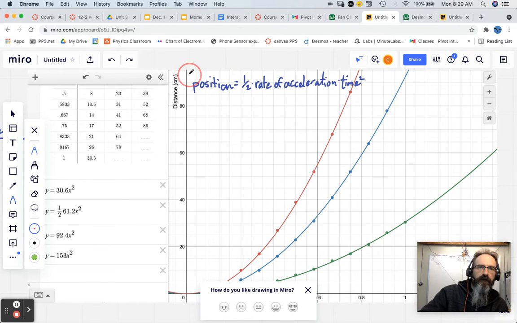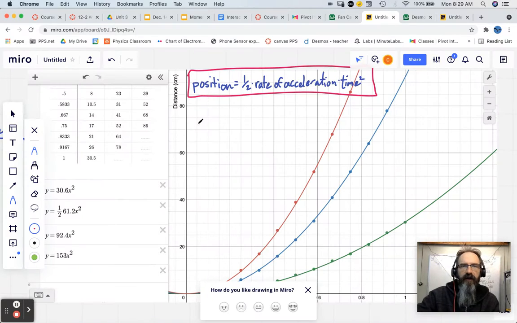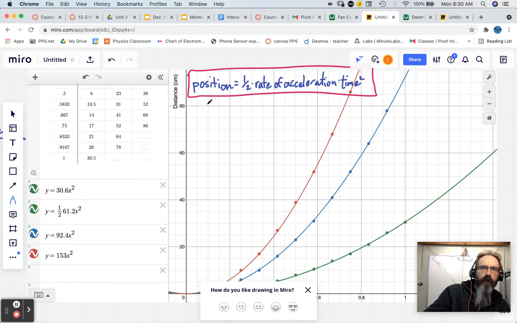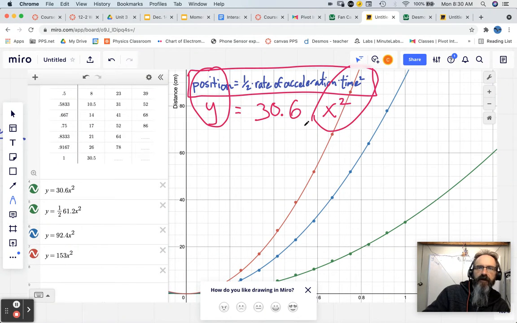Now, I gave us an equation. Position equals 1/2 times the rate of acceleration times time squared. We talked about that a few times now. It relates where the fan cart is on its track to its rate of acceleration and when it is, from when it started. Now, if we have the situation of y equals 30.6 x squared, our position, or y, is taken care of. X squared, that's time squared, also taken care of. That leaves 30.6 being 1/2 of our rate of acceleration.